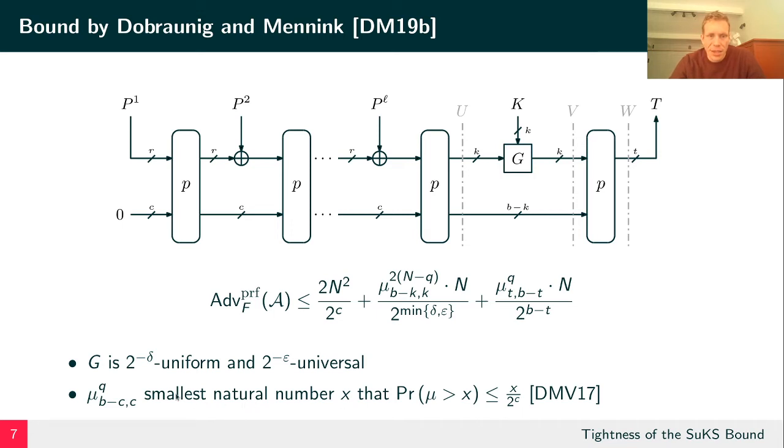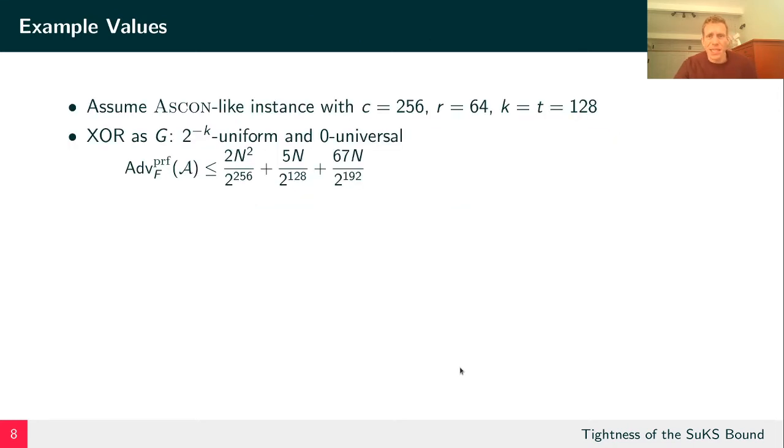And here the attacker makes q random drawings. So the probability that after q drawings you have a multi-collision of size larger than x is at most x over 2 to the c. And here the idea of the denominator 2 to the c, or in this case in the bound 2 to the k, is that this loss is negligible compared to the term where the multi-collision is used. Okay, it's a scary term, but in practice it's not that big.